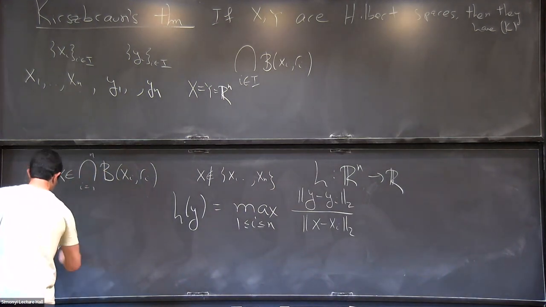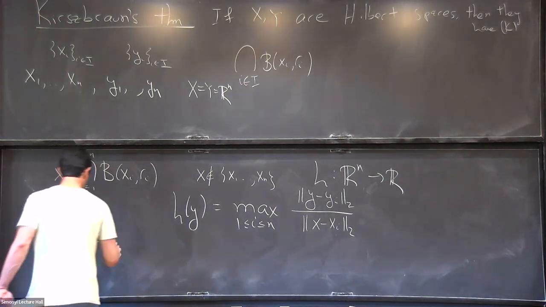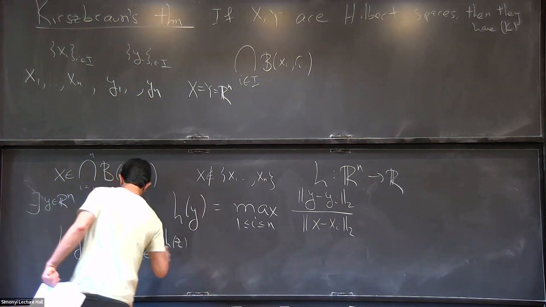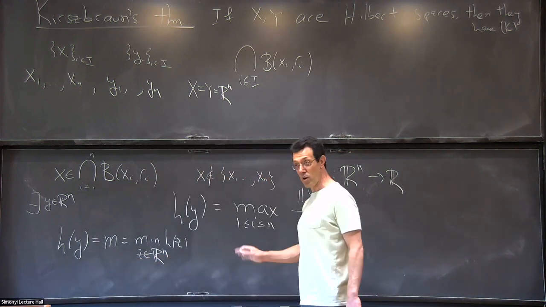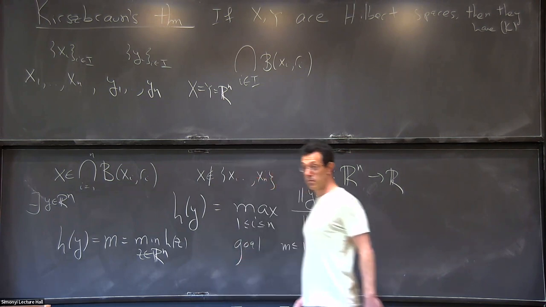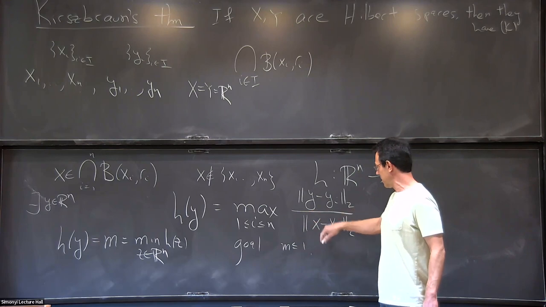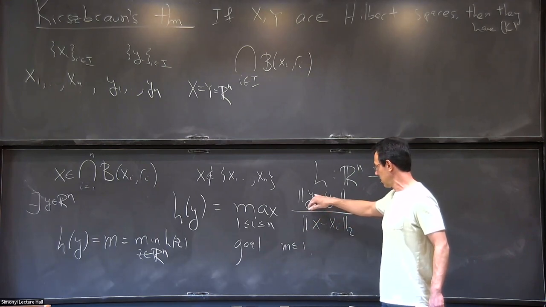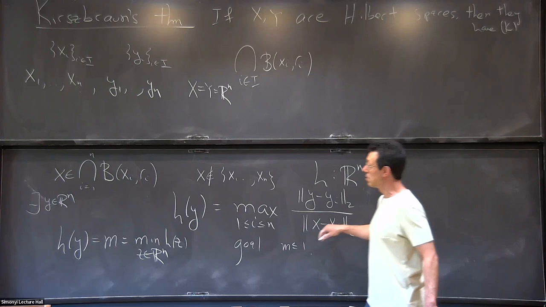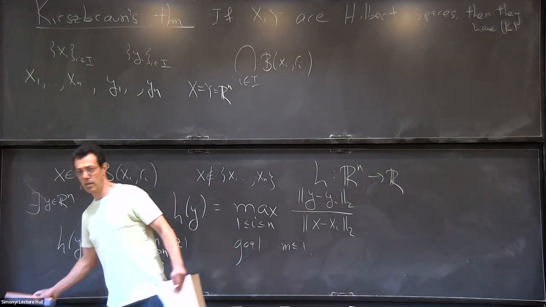So suppose that h attains its minimum at y, so there exists y in R^n such that h(y) is m, which I define to be the minimum of h(z). The goal is to show that m is at most one. Because if m is at most one, then the distance from y to y_i is at most the distance from x to x_i, but the distance from x to x_i is at most r_i, so y is in the intersection of the balls. I just rewrote everything. Everybody agrees?